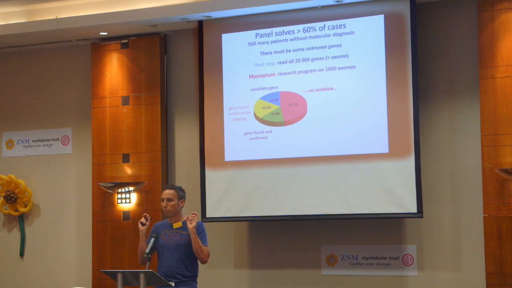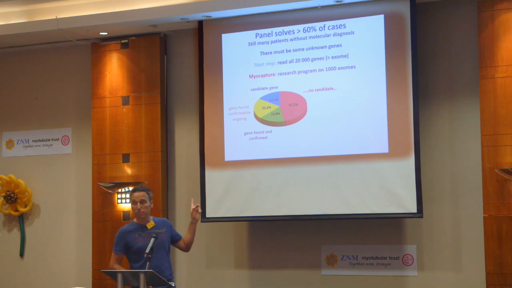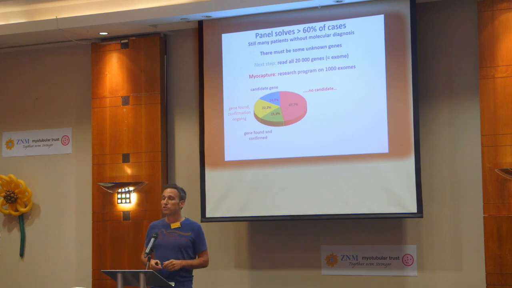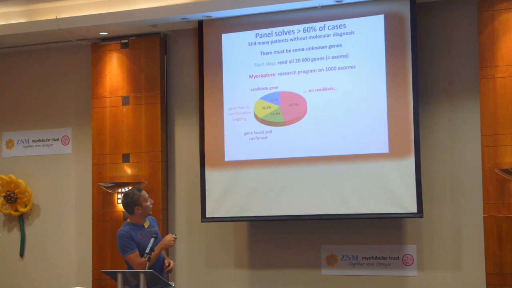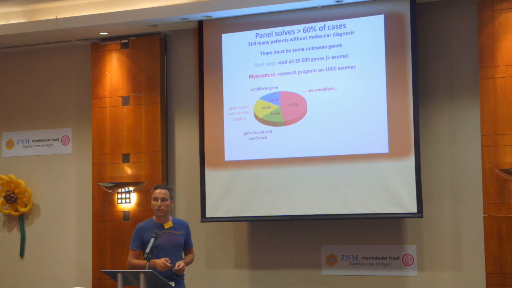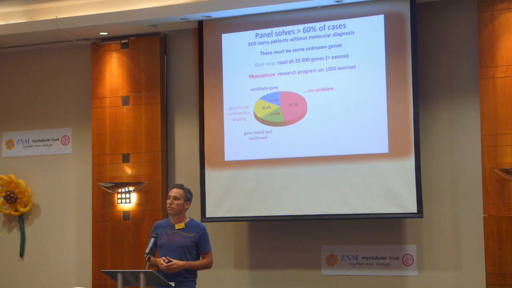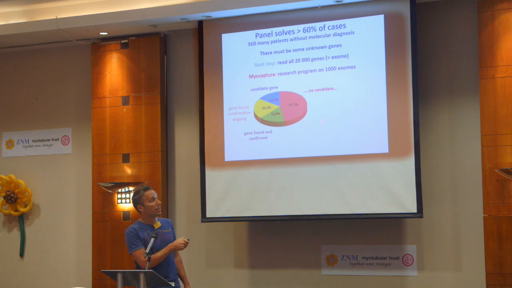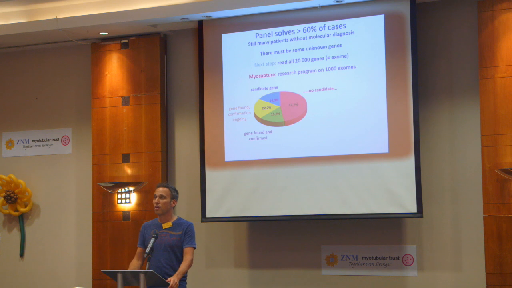So this project is called MyCapture, and this is here the result. In 15 or 16% of the patients, we found the gene and confirmed the gene and gave the diagnosis to the patients. In 22%, we are about to confirm this, so we'll give the result very soon to the patients. In 14%, we have a pretty good idea what the genetic cause is, but look at this here. In 50% of the patients, we don't know what the genetic cause is.